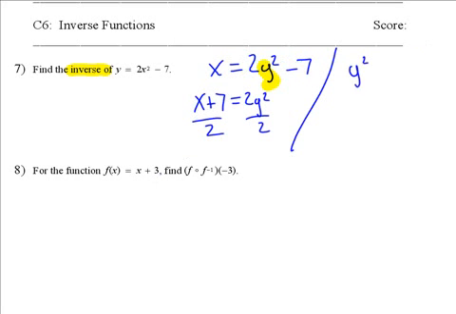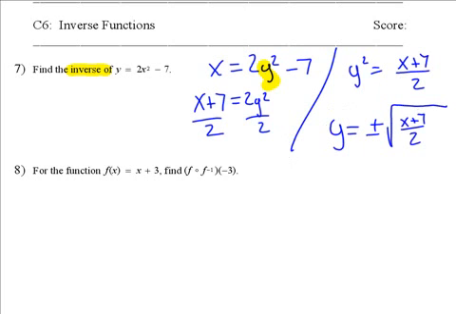So y squared is equal to (x plus 7) all divided by 2. And then I'm going to square root both sides. What do I have to remember to do when I square root both sides? Plus and minus. So there's that plus and minus that comes up again like it does on number 2. So y will equal the positive or negative square root of (x plus 7) all divided by 2. And we're just going to leave it in this irrational denominator form. We're not going to do any more with that. That's our inverse function. That's number 7.